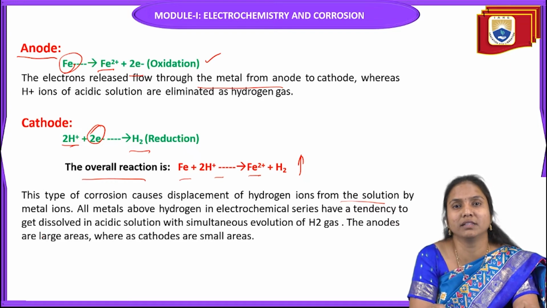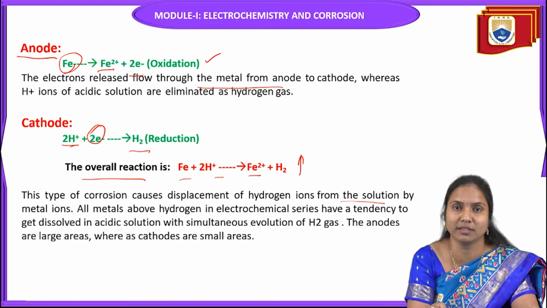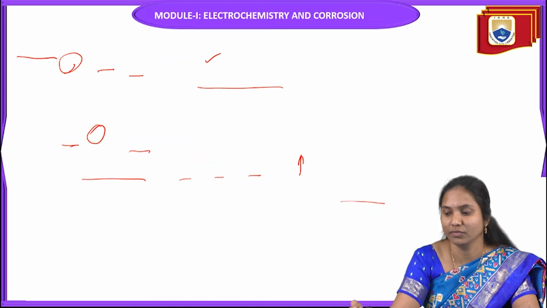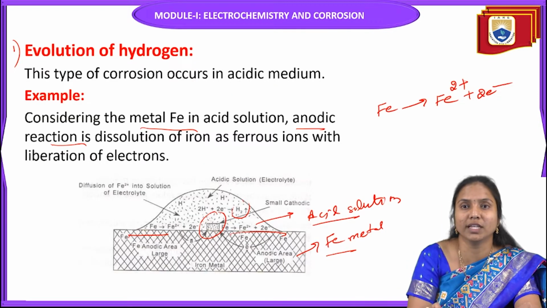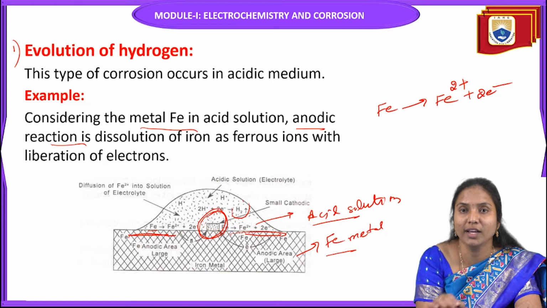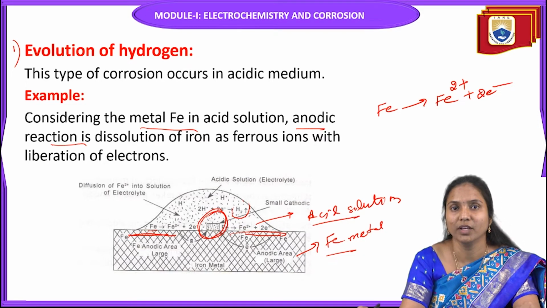All metals generally above hydrogen in the electrochemical series are easily dissolved in acid solution, giving hydrogen gas. In this evolution of hydrogen, a large anodic area and a small cathodic area are present. This type of reaction occurs in acidic environment.